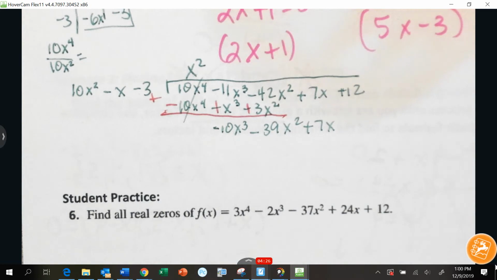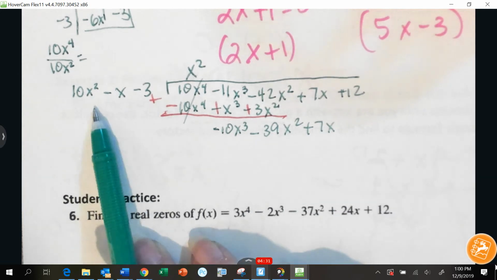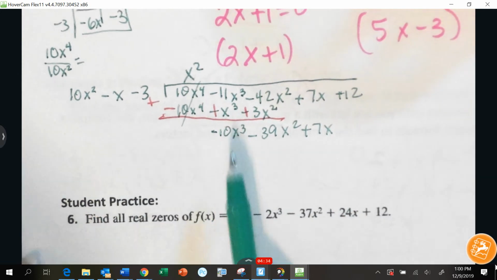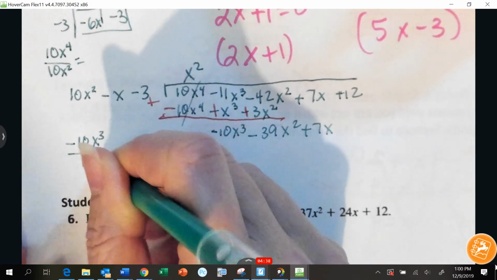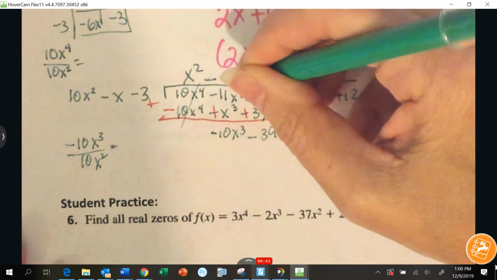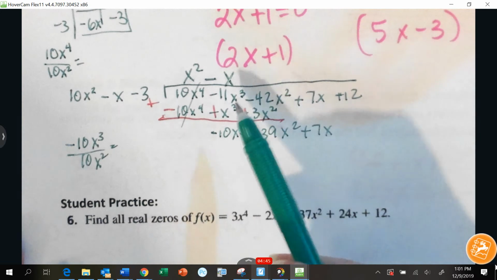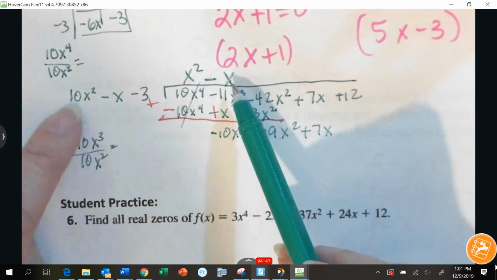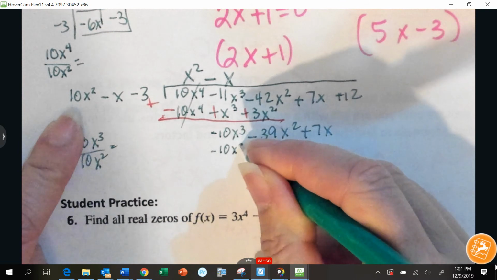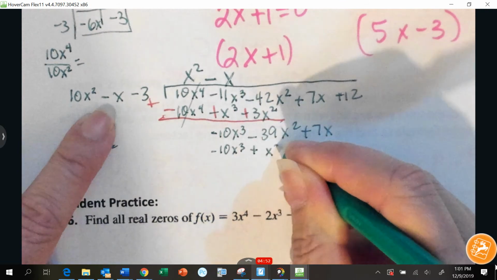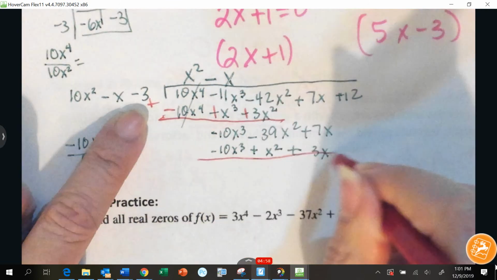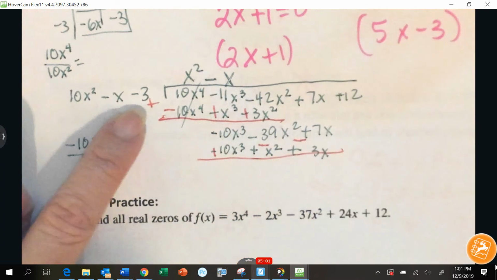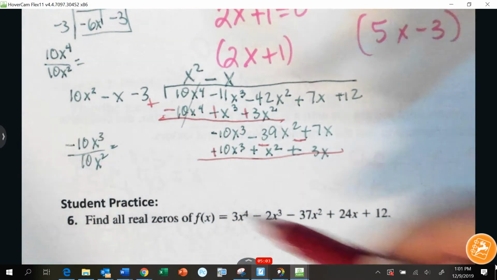Long division. What do we do next? How many times does 10x squared go into negative 10x cubed? If you don't know, then you go negative 10x cubed divided by 10x squared. How many times is that? Negative x. So when we go to distribute, we're distributing a negative x. So we get negative 10x cubed plus x squared plus 3x. I draw my line, I change all the signs, and then I add them.